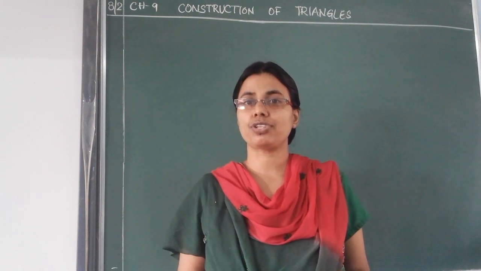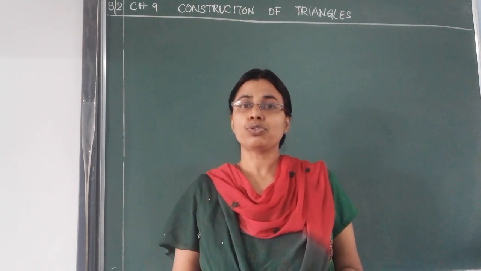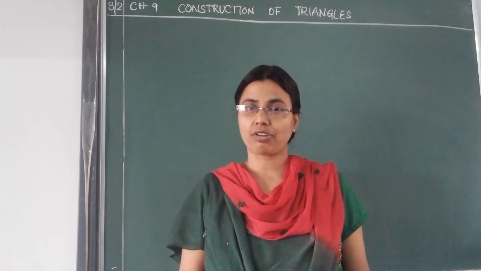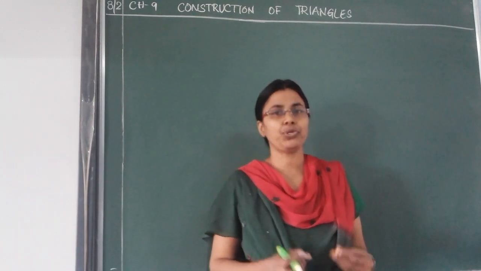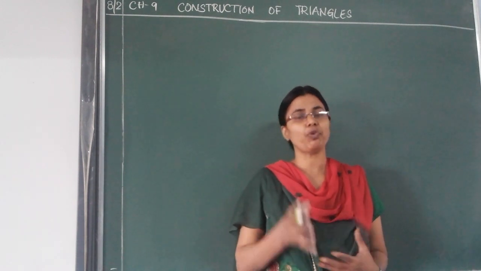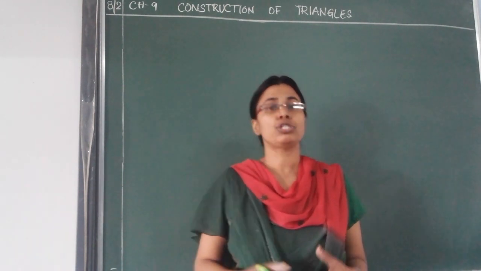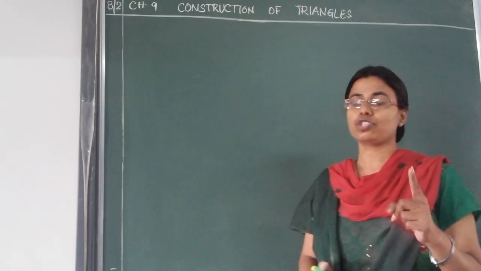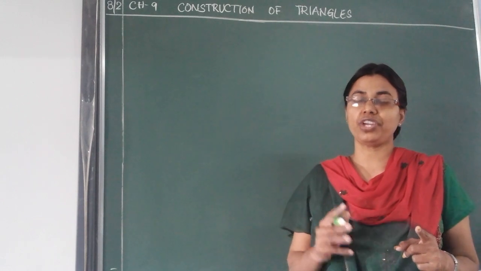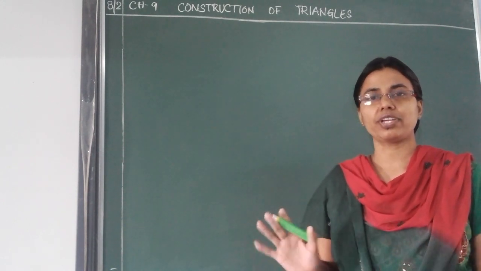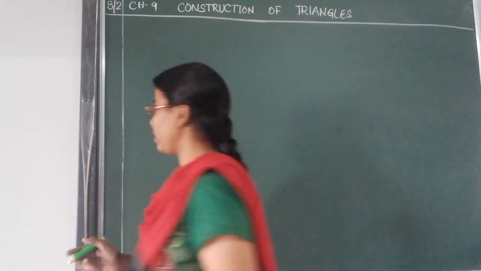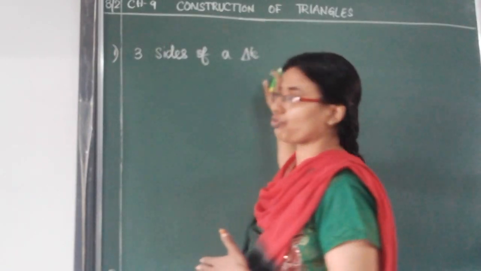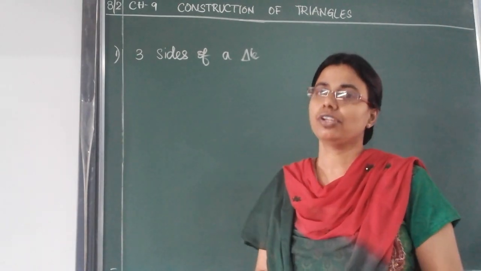And it is not necessary for you to know all the 3 sides and all the 3 angles to construct a triangle. Okay? If you know some details, you will be able to construct a triangle. So let us see what are the conditions to construct a triangle. The first one is, if you know the 3 sides of a triangle, you can finish drawing a triangle. 3 sides of a triangle are given, you can construct a triangle.